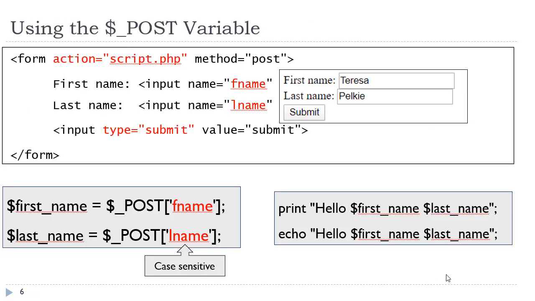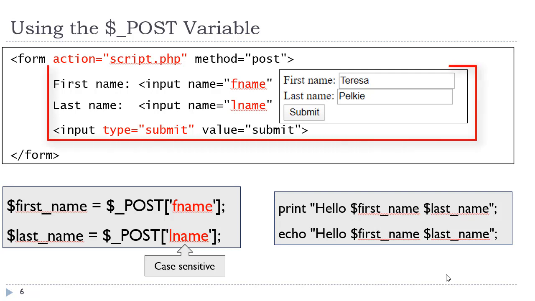So let's take a look at how we would use the $_POST variable. Here we have the same form. We have two text boxes. Name equals fname, name equals lname. I am entering Teresa Pelkie in these two text boxes. When I hit the submit button, those two name value pairs will be sent to the PHP script.